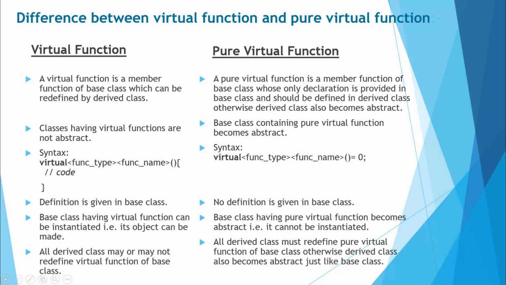A base class having virtual functions can be instantiated, that is, its object can be made. Whereas a base class having pure virtual functions becomes abstract, that is, it cannot be instantiated. A derived class may or may not redefine virtual functions of a base class, whereas a derived class must redefine pure virtual functions of the base class, otherwise the derived class also becomes abstract just like the base class.